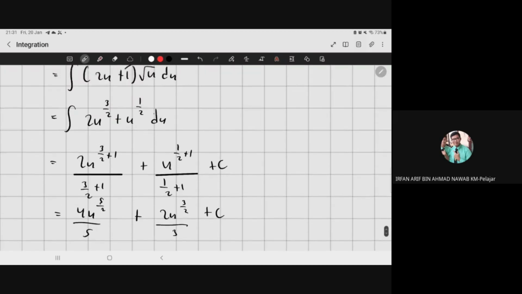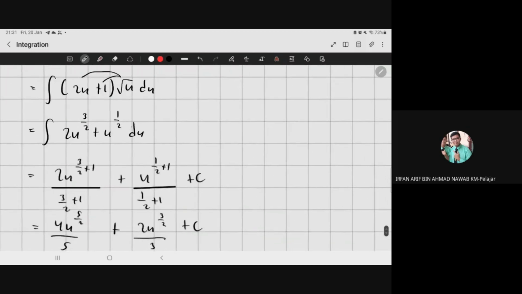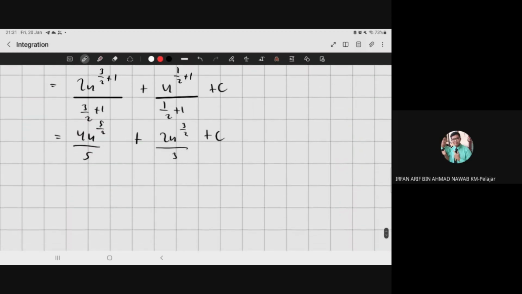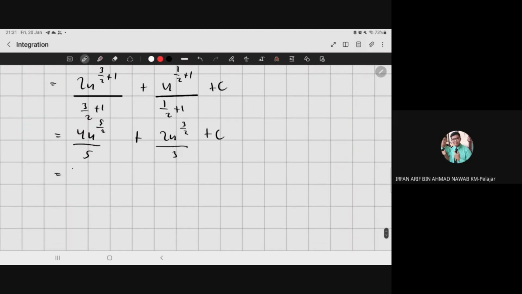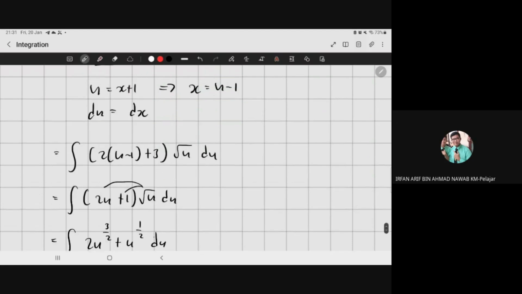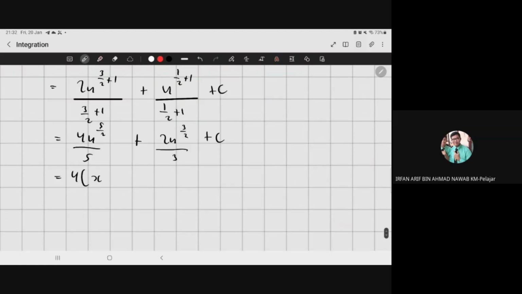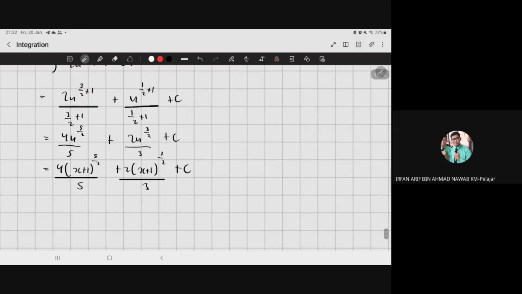And then remember, you have to go back to your previous working here, and you have to resubstitute u back. You should get 4 times x plus 1 to the power of 5 over 2 over 5 plus 2 times x plus 1 to the power of 3 over 2 over 3. That is how it is done.